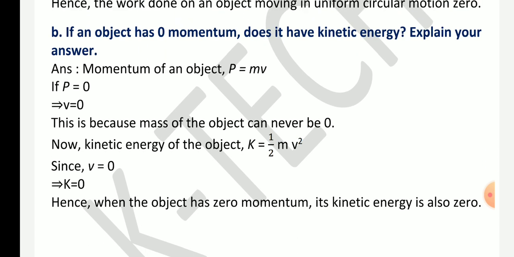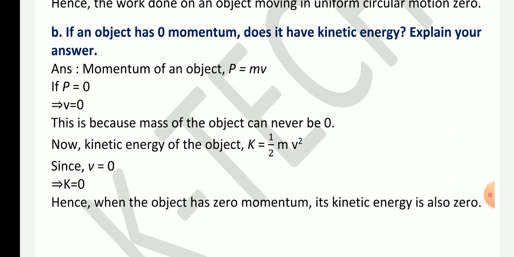Second question. If an object has 0 momentum, does it have kinetic energy? Explain your answer. Answer. Momentum of an object is P equals mv. We know this, right? If P equals 0, so v is equal to 0.